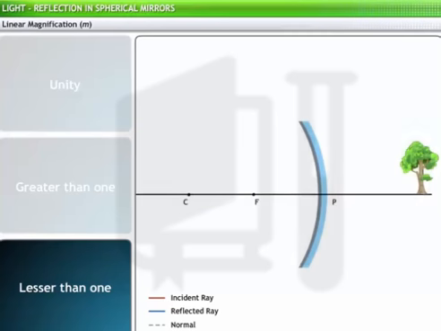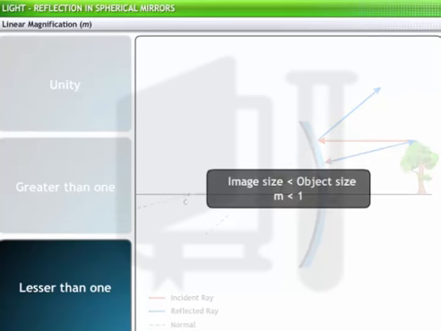In the case of convex mirror, irrespective of the position of the object, the image formed is virtual, erect, and its size is smaller than that of the object. Hence, in a convex mirror, the image formed is always diminished and its magnification is lesser than 1.